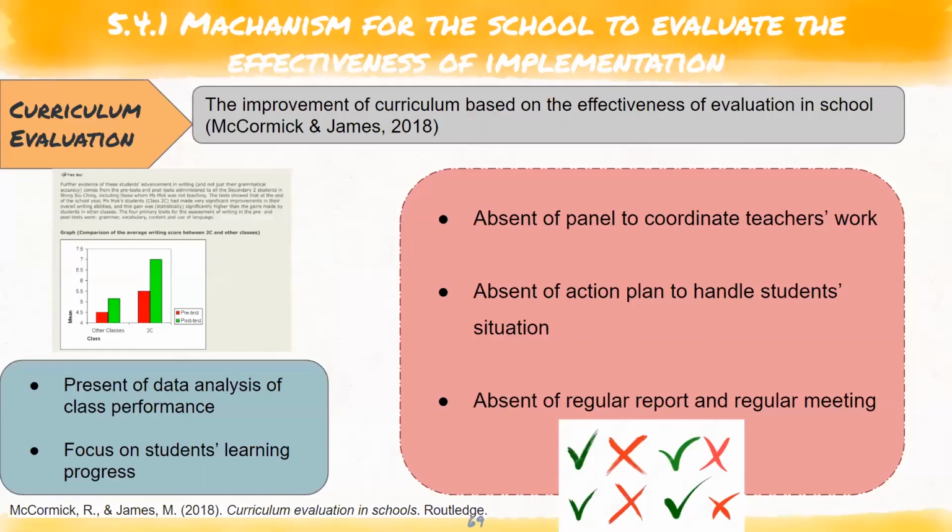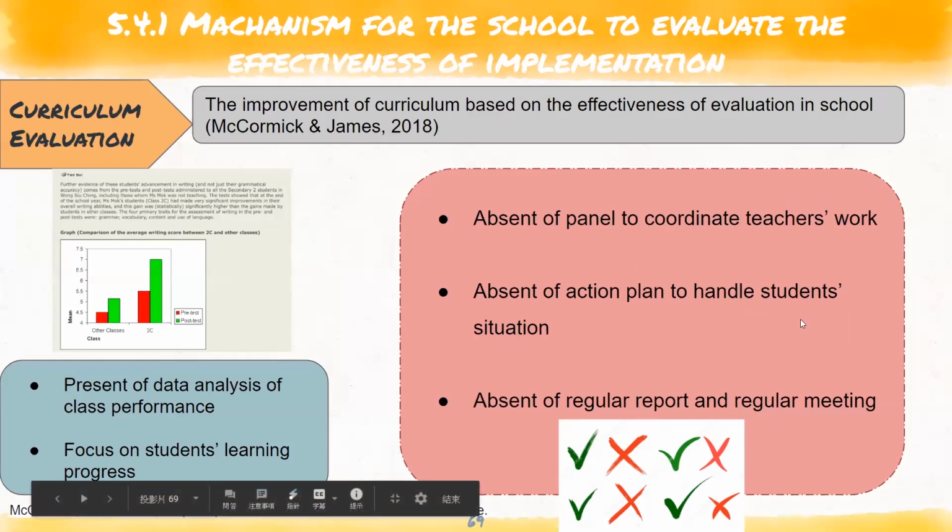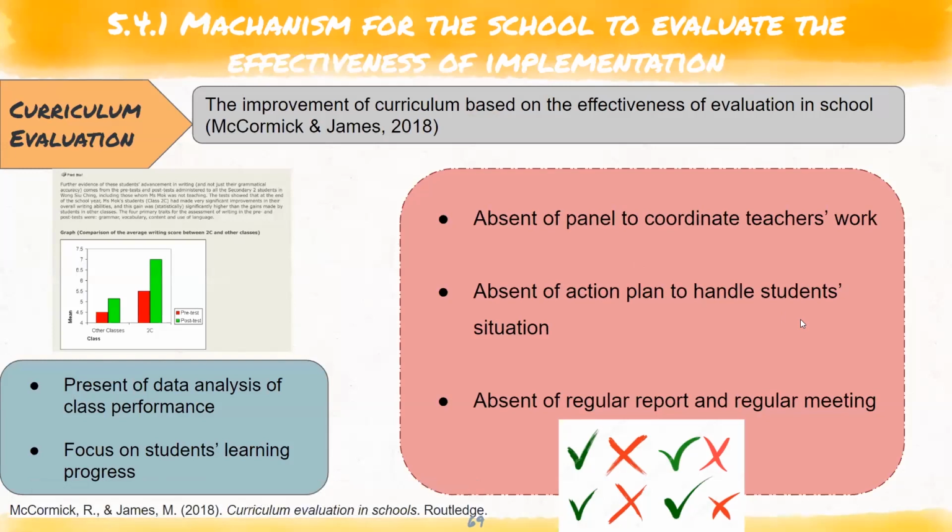And then going to the next page, we are going to talk about the curriculum evaluation data, which means talking about the plan. So you can see in the evaluation there is a percent of data analyzed of class performance, but once again, it's not cumulative. So we can do a year by year comparison. Of course, it focuses a bit on student learning progress, but it lacks an action plan. You can see on the right hand side, and also the regular report and the regular meeting, or even the absence of a panel of coordinated teachers' work, okay?